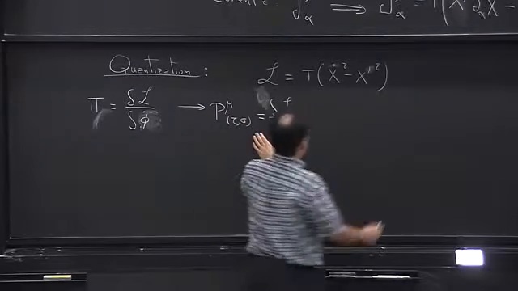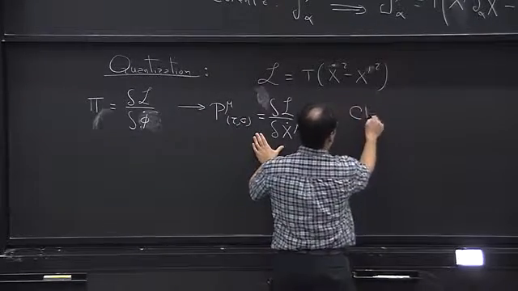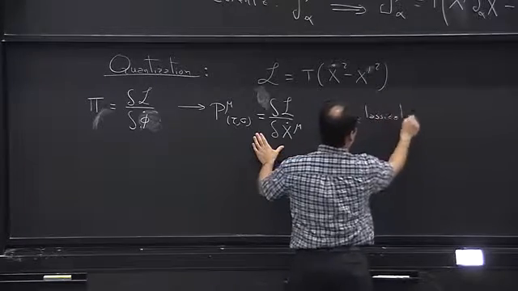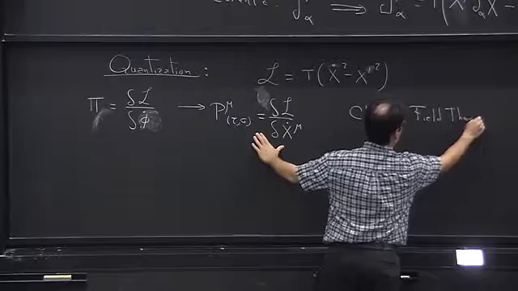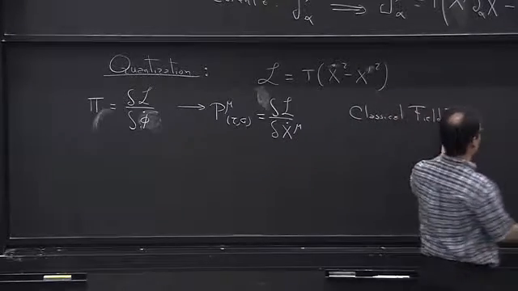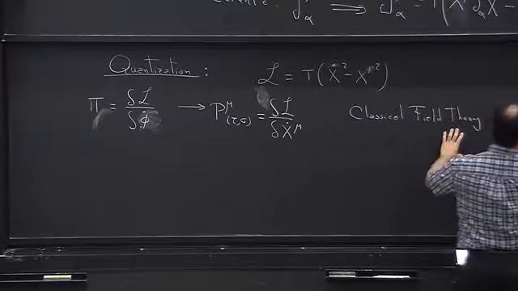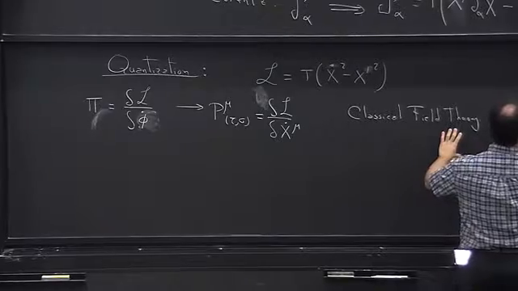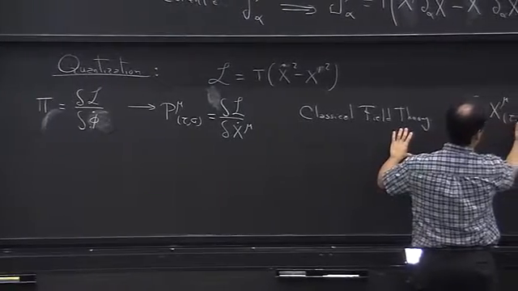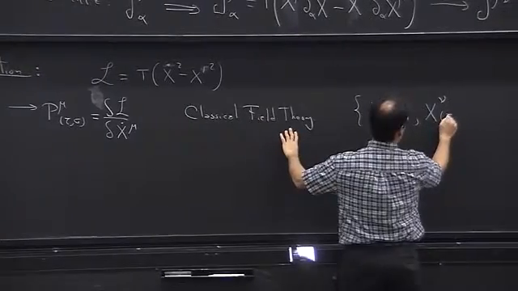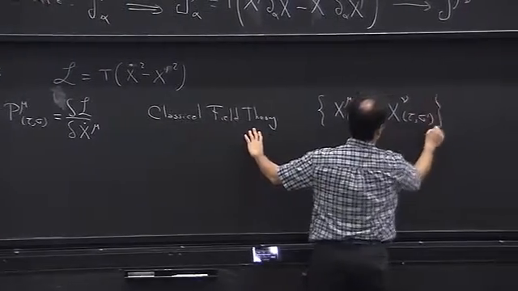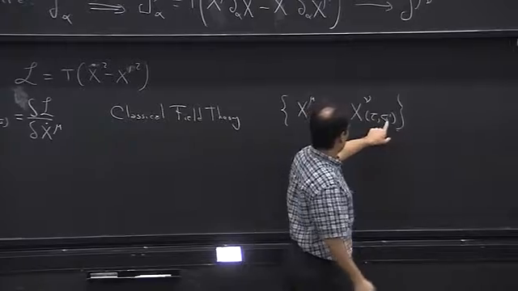Okay. So of course in classical field theory, the natural object to study is the Poisson bracket at equal times, but different positions.